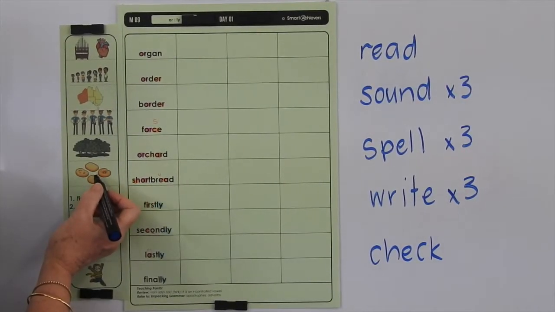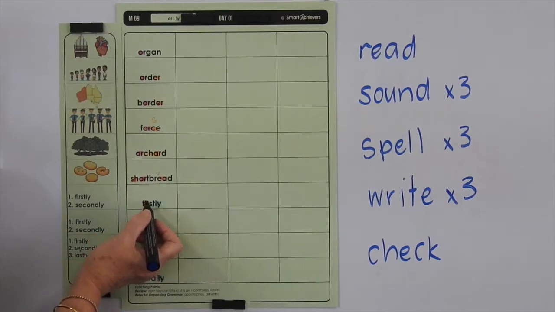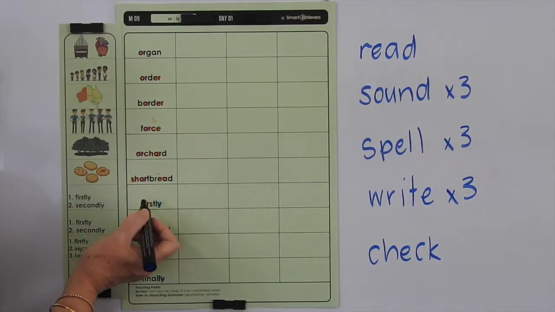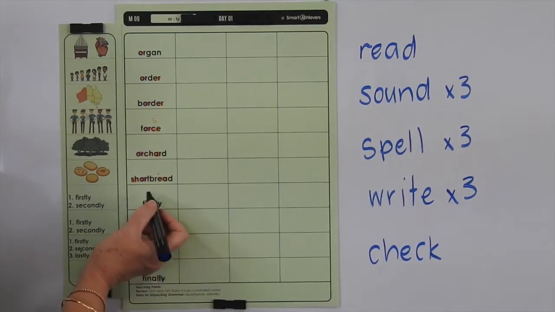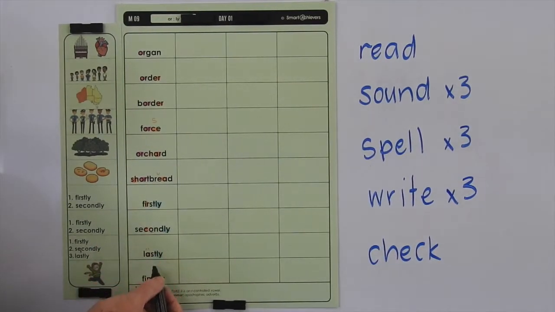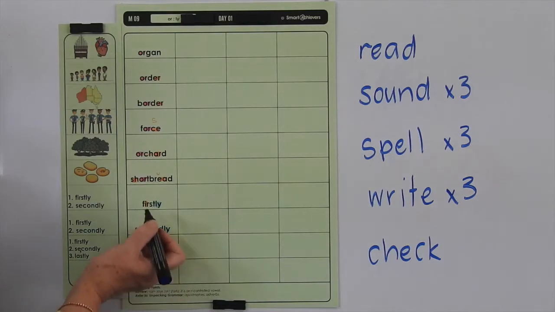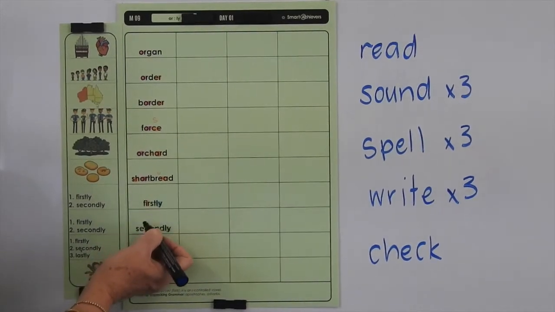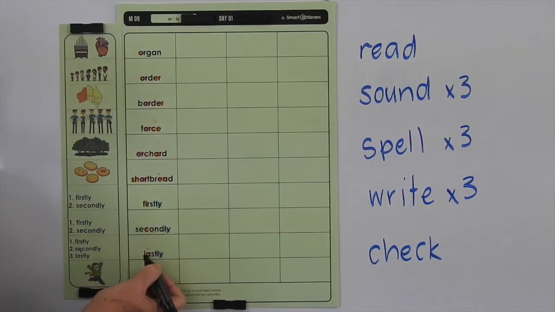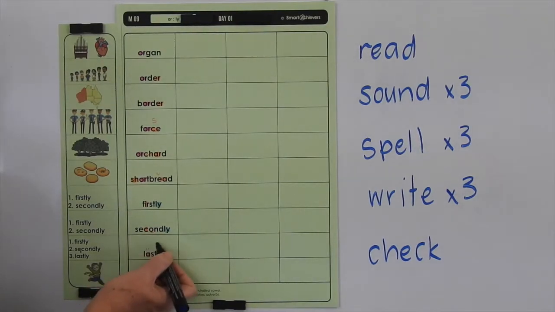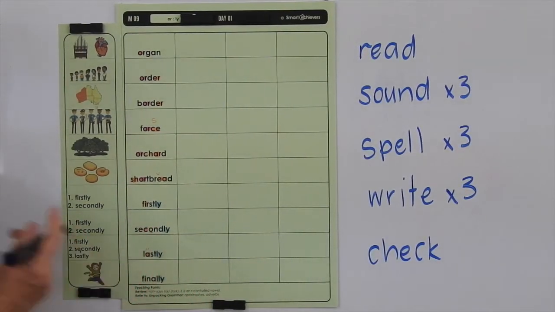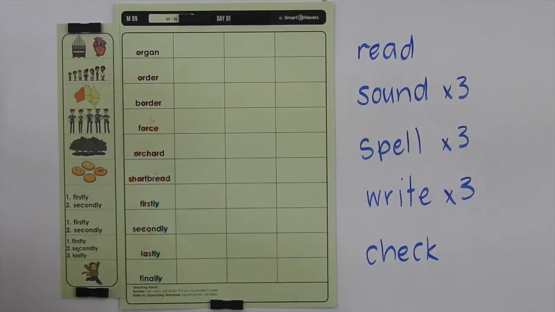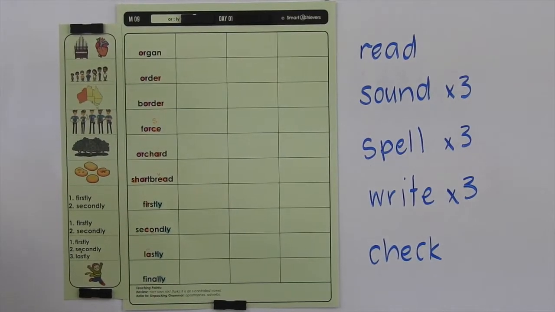Shortbread is like a biscuit with lots of sugar and butter in it. Firstly, secondly, lastly and finally are important words when you're writing a persuasive text, as we said before. So you would state your first argument, your second argument. You'd summarise your conclusion with lastly or finally. So very important words that you know how to spell, so when you're writing you can easily write them correctly.